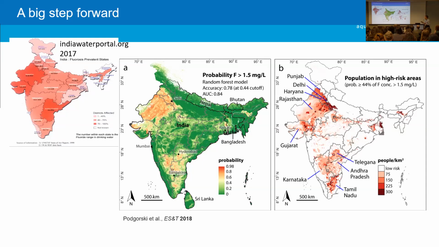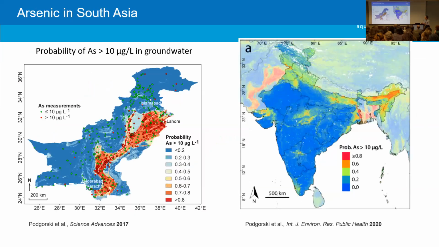And on the right, we did an analysis with the population affected, showing the population density in areas with high fluoride concentrations. And then we've done this also for arsenic in South Asia. So Pakistan on the left, India on the right, using the WHO guideline of 10 micrograms per liter.